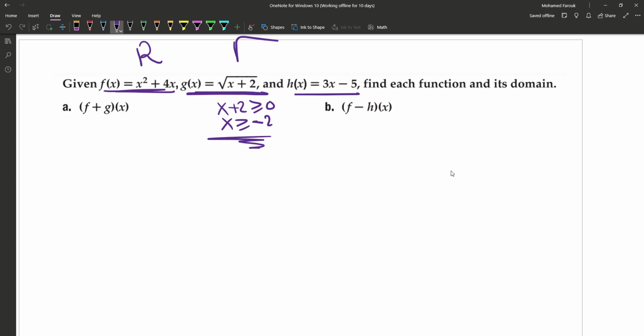What about h? It will be all real numbers. If we need to make any operation using f and g, we must get the common domain between them. What's the common domain between them? The function f accepts all real numbers, and the function g only accepts a certain interval of real numbers. So the common domain will be x more than or equal to negative 2. So this is our domain.